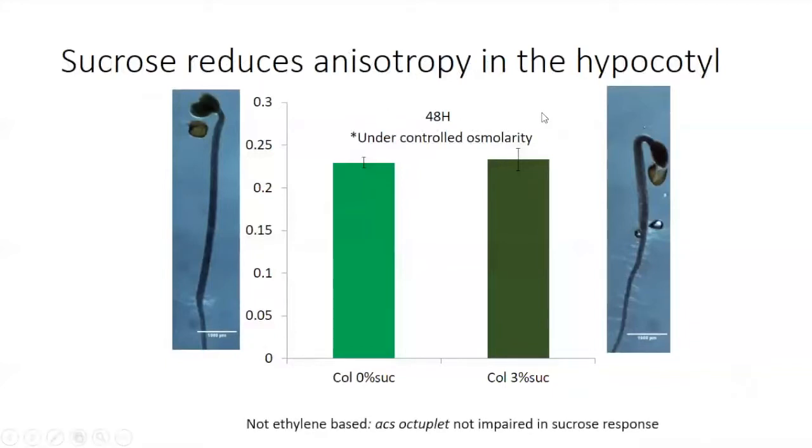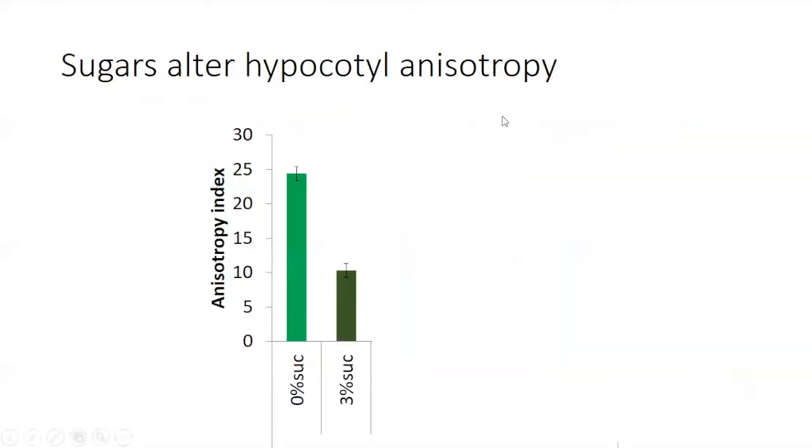So I can tell you that this is not based on ethylene, which is a possibility. You'll know that the triple response involves you getting really short and really fat. But if we do this in the ACS ethylene synthesis octuple mutant, you still get this response. So it's not dependent on there being ethylene present, which is a good control. And it also happens no matter what kind of sugar you throw on it.